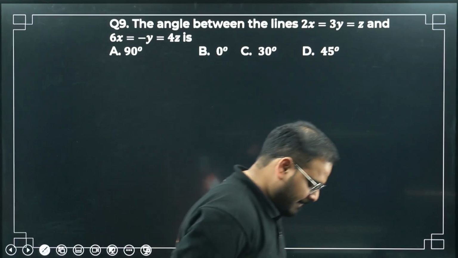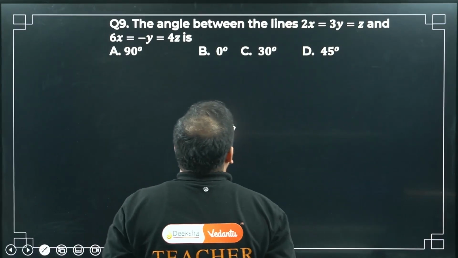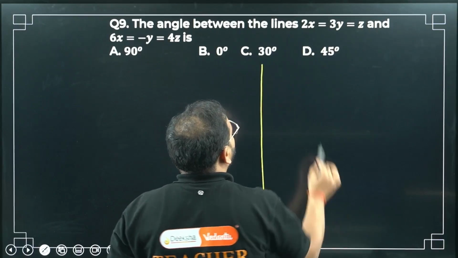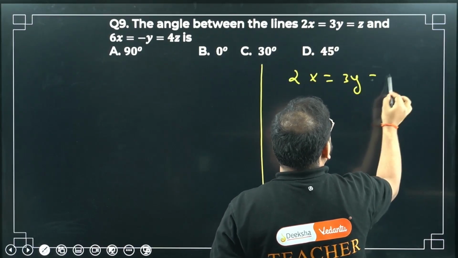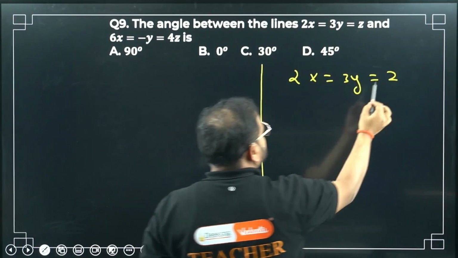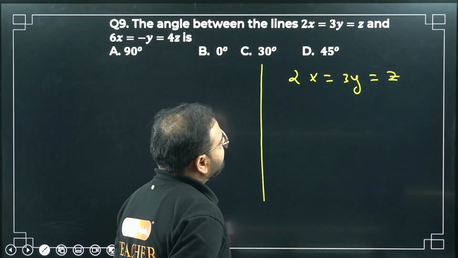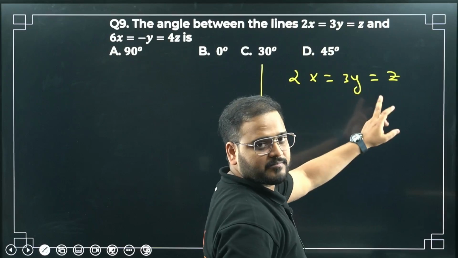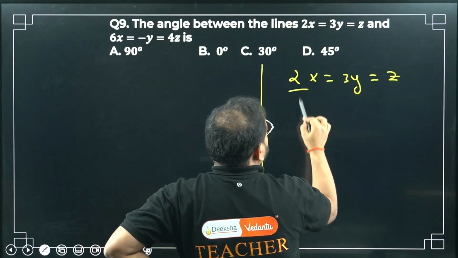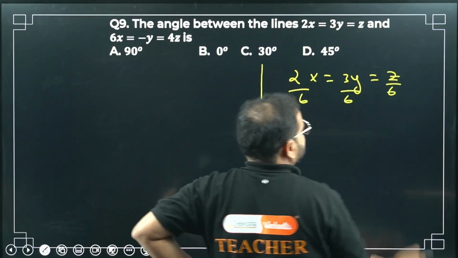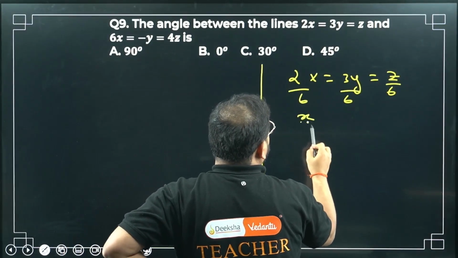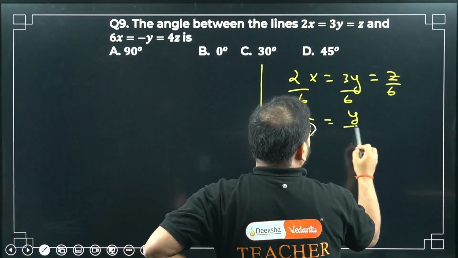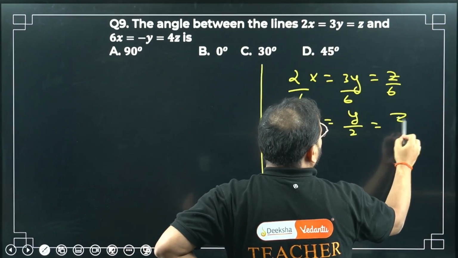Let's divide. You have to get into the standard form, no? So 2x, 3y equals to z is there. Divide by 6, LCM of 2 and 3. So divide everything by 6, 6 and 6. Let's see this now. What I get? X by 3, Y by 2 and Z by 6.